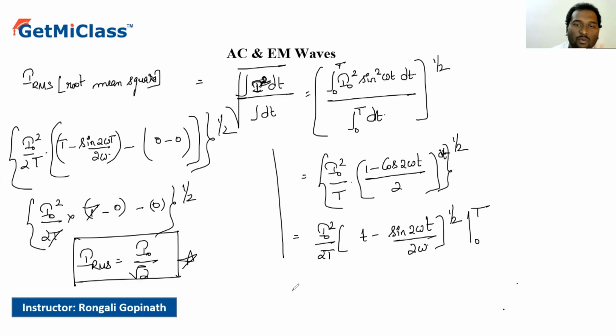This is again an important formula which has to be remembered because we are going to use this directly in the questions. That is, I RMS is always given by peak value or the amplitude divided by root 2.